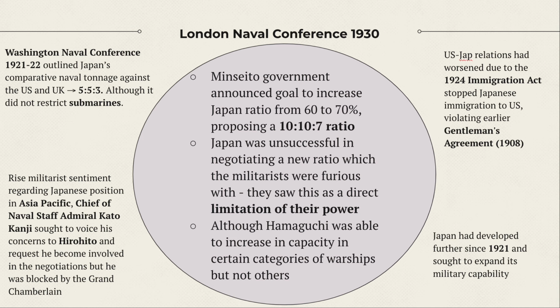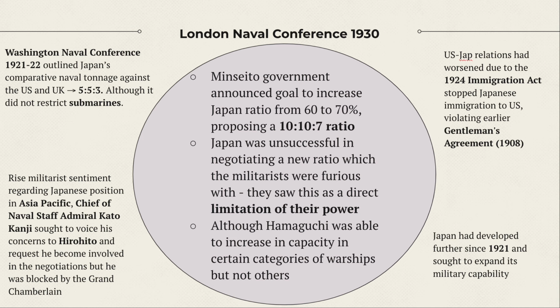Remember that the Japanese delegation at the Washington Naval Conference accepts this treaty, but the militarists back home are very, very angered by it. They believe that it's putting a limitation on Japanese power. They believe that it's unfair. Why do the US and UK get more? And why are we still regarded as a second-tier nation, which is going to be an important element in Japanese thinking at the time.